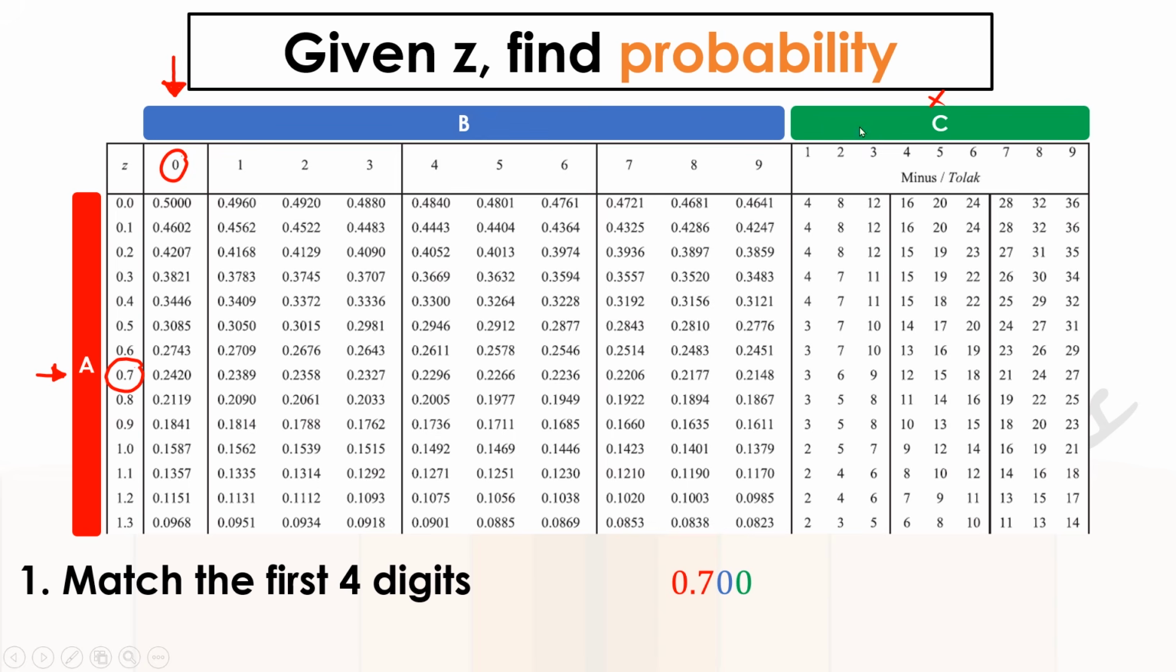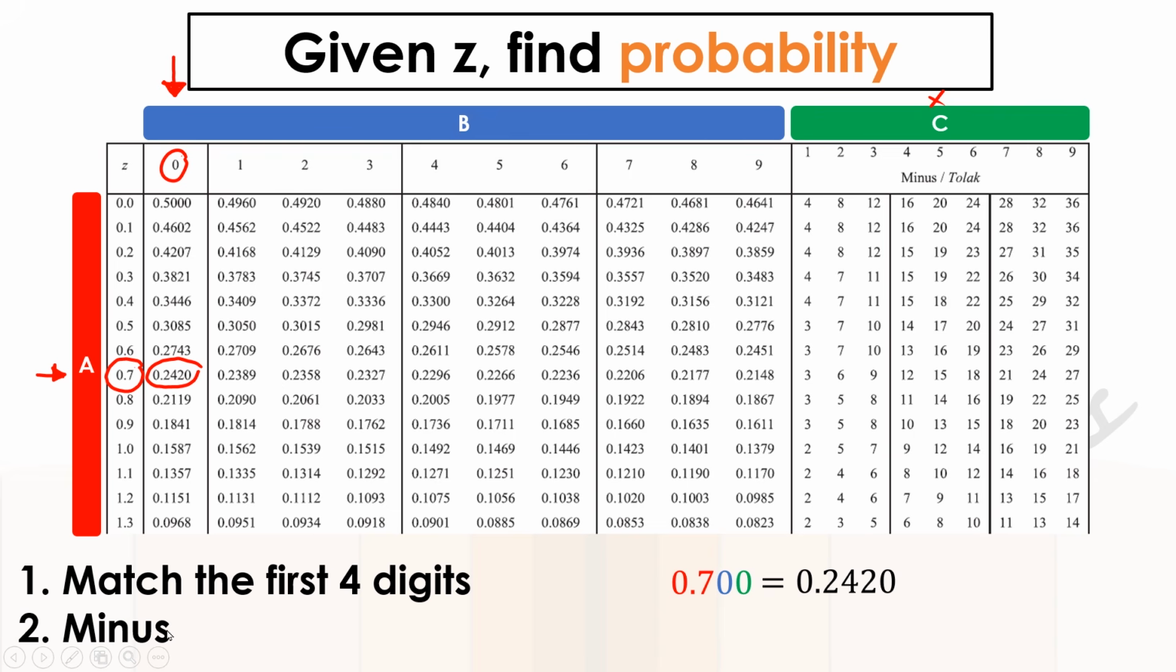Alright, so now we have identified the rows and the columns that we need to see, so let us look at what is the value that we are trying to find. So using this row, using this column, means that we are looking at this value here, 0.2420. Alright, so this is the first step. According to the digits here, we try to find which is the column and the row we need to look at. Right, so now the second step is to minus.